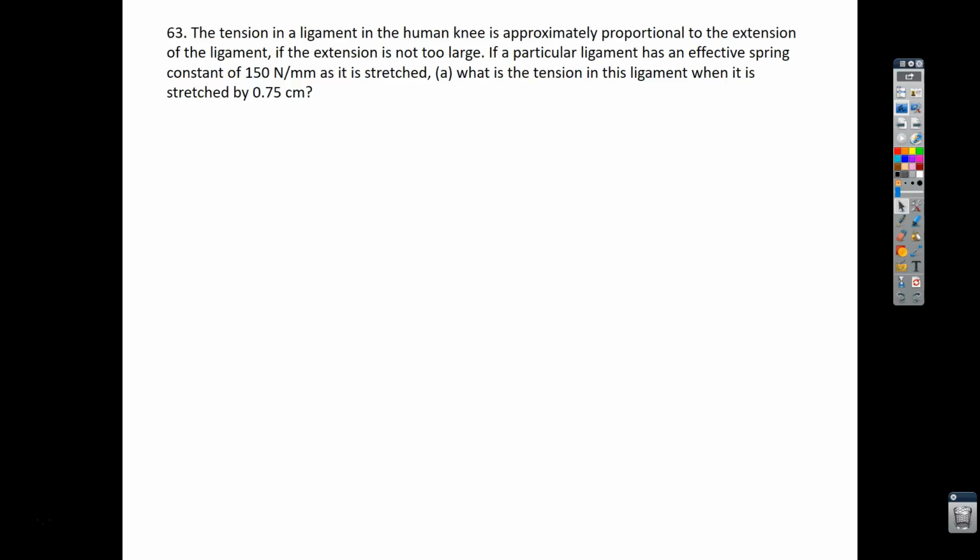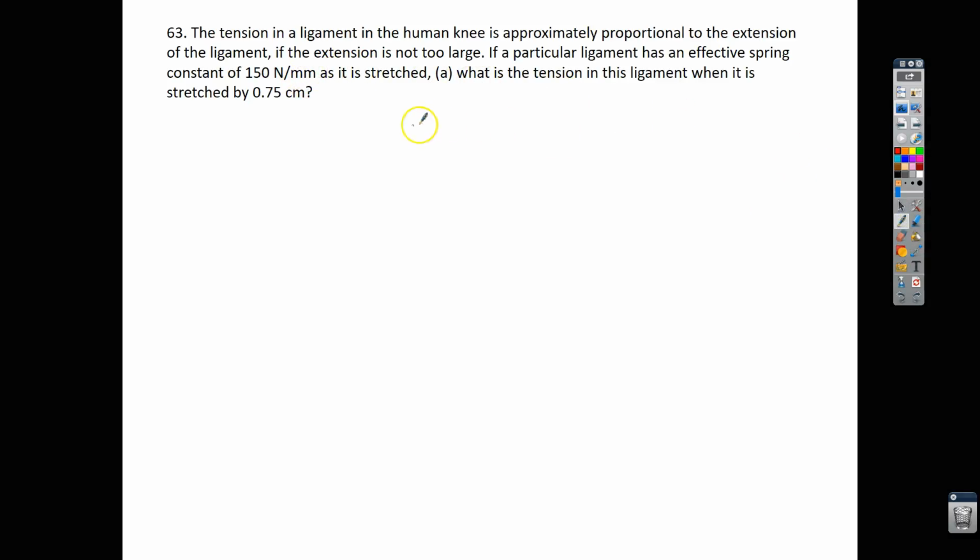This is number 63. It says the tension in a ligament in the human knee is approximately proportional to the extension of the ligament, if the extension is not too large. If a particular ligament has an effective spring constant of 150 newtons per millimeter. Notice this is in millimeters. They first want us to find out what is the tension in this ligament when it's stretched by 0.75 centimeters.